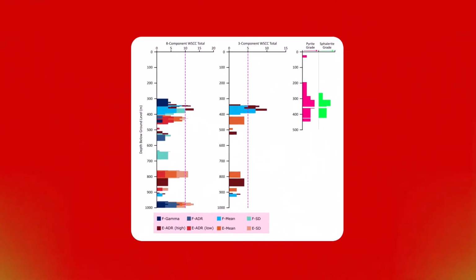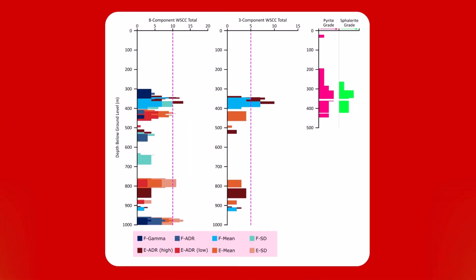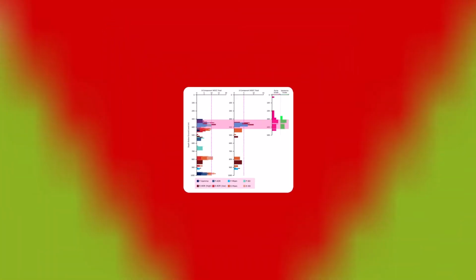Here is another case study from Australia, where the client provided us with pyrite and sphalerite grade in a drill core down to 500 meters depth. Again, in this case, both the 8-component and 3-component charts produced WSCC targets above the respective baselines between 300 to 400 meters depth, which correlates directly to the highest sulfide grades.